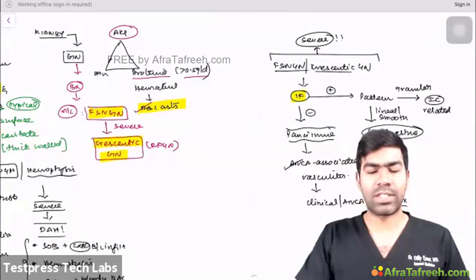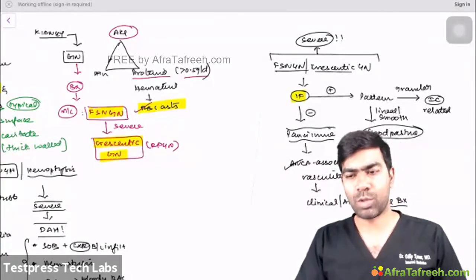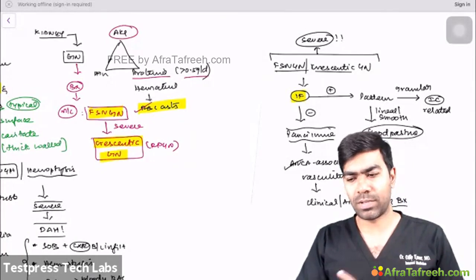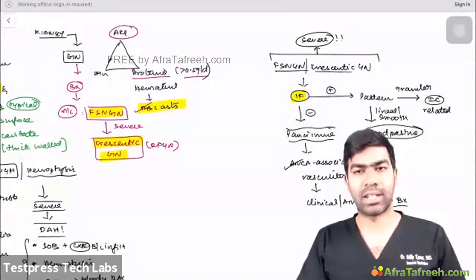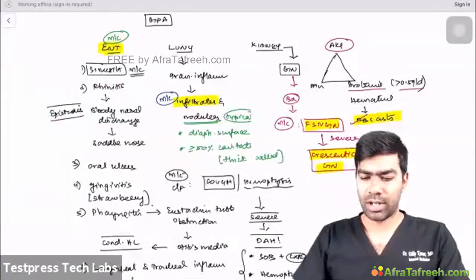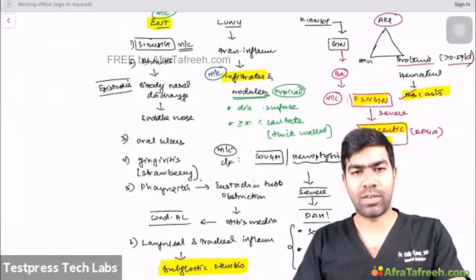Very, very severe disease. And you have to immediately institute high-level immunosuppression like cyclophosphamide or rituximab. Some high-level immunosuppression is mandatory in this setting. Clear.